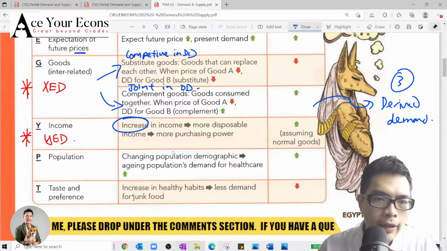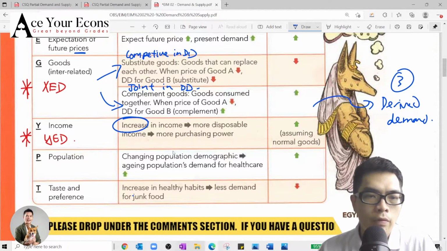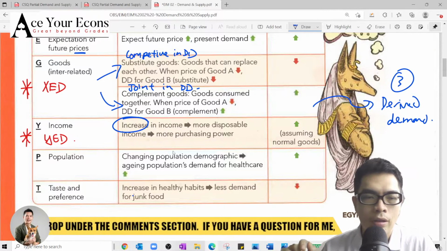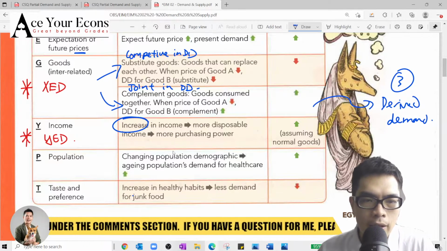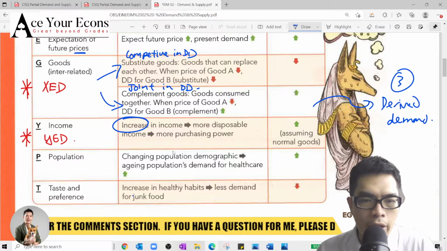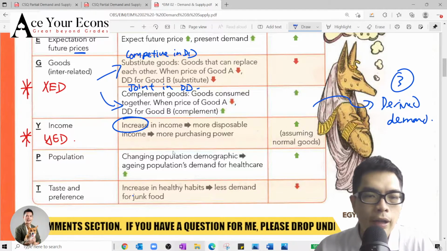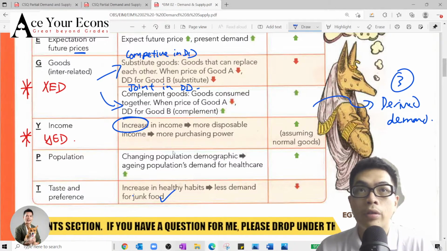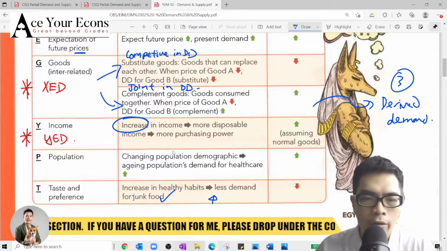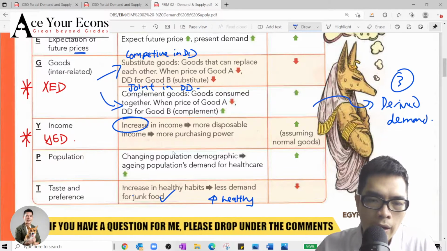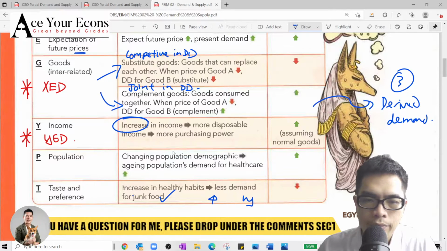So we realize that there's taste and preference. Taste and preference is not a price factor. Agreed? There's no change in price. The example here is an increase in healthy habit, and there will be a fall in demand for junk food, or an increase in demand for healthy food also can. Increase demand for healthy food.